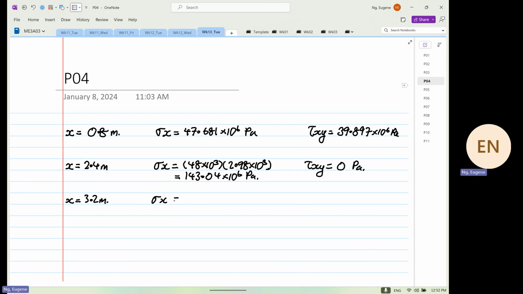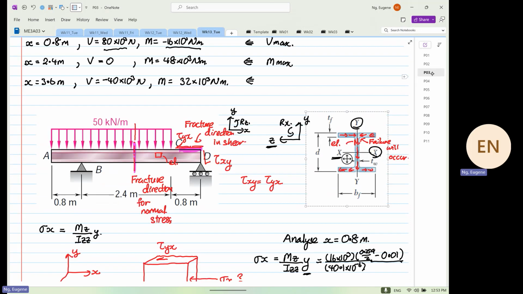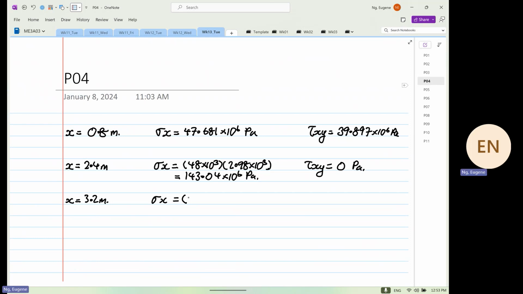Your stress X now becomes what? It becomes 32 times 10 to the power 3, multiplied by your coefficient. So 32. So this is 95.36 times 10 to the power 6 Pascal.